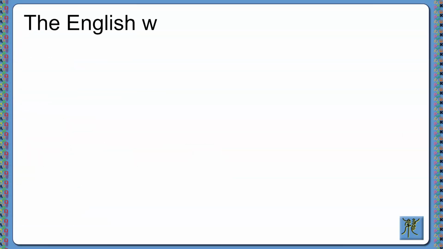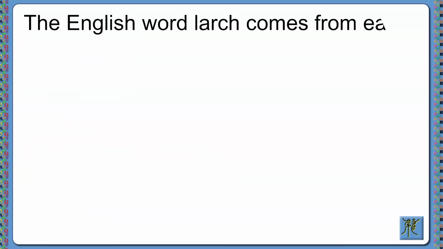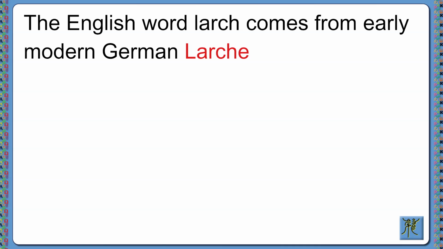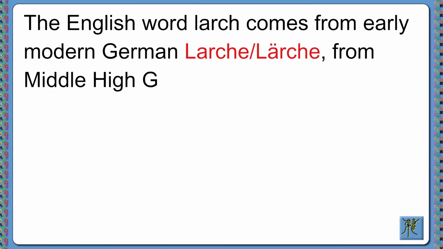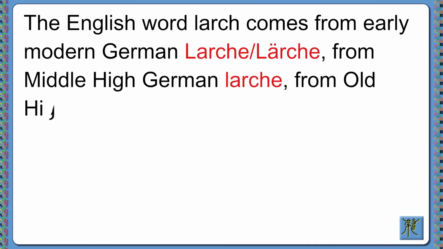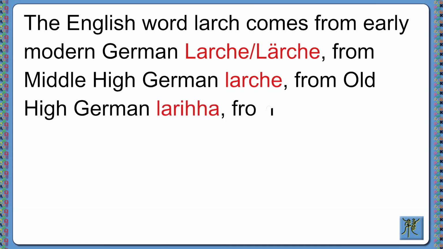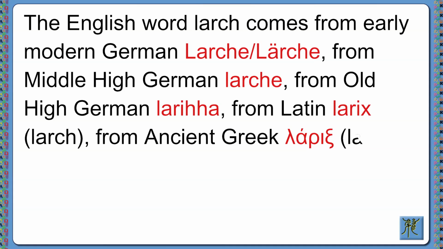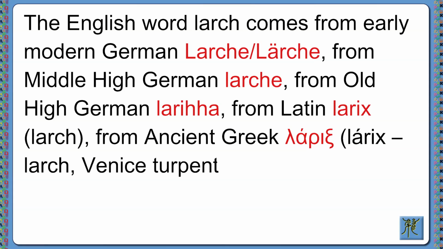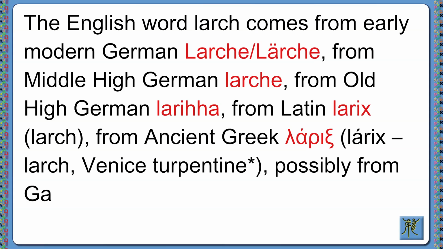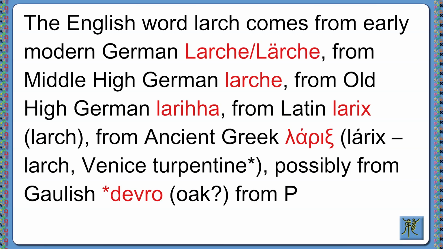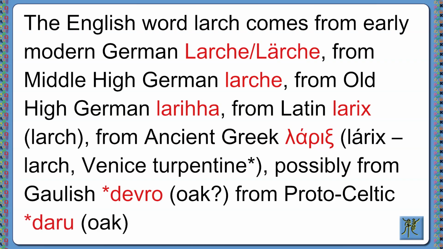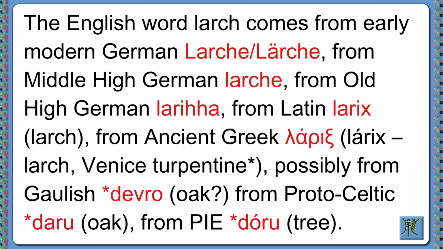The English word larch comes from the early modern German larche or lerche, from Middle High German larche, from Old High German lariche, from Latin larix, meaning larch, from Ancient Greek larix, meaning larch or Venice turpentine, possibly from Gaulish dervo, meaning oak, from Proto-Celtic daru, meaning oak, from Proto-Indo-European doru, meaning tree.